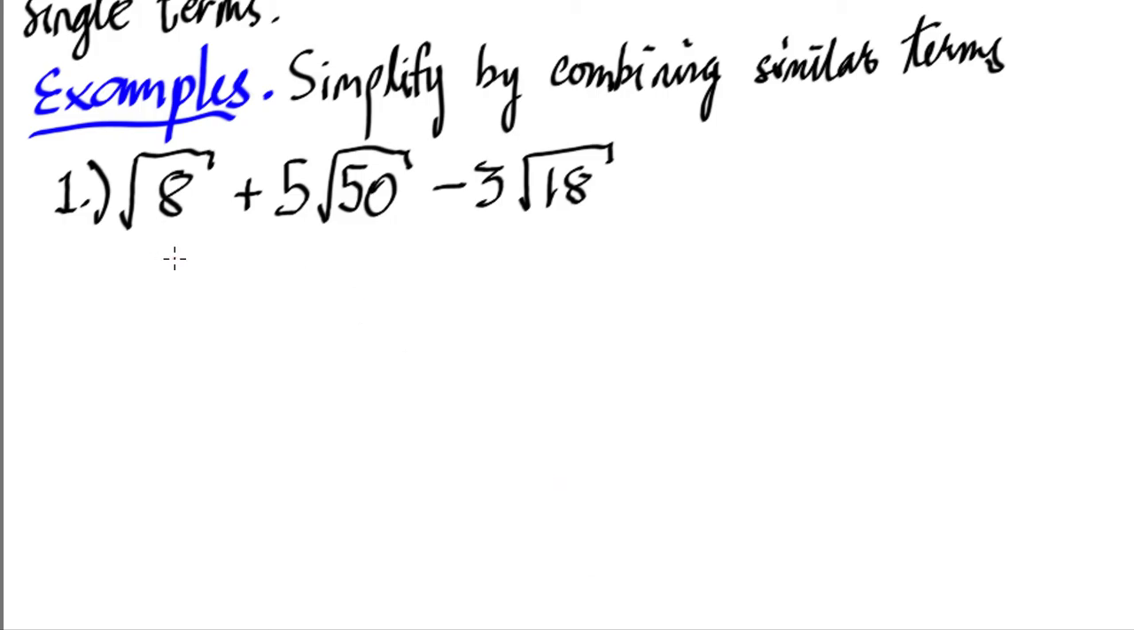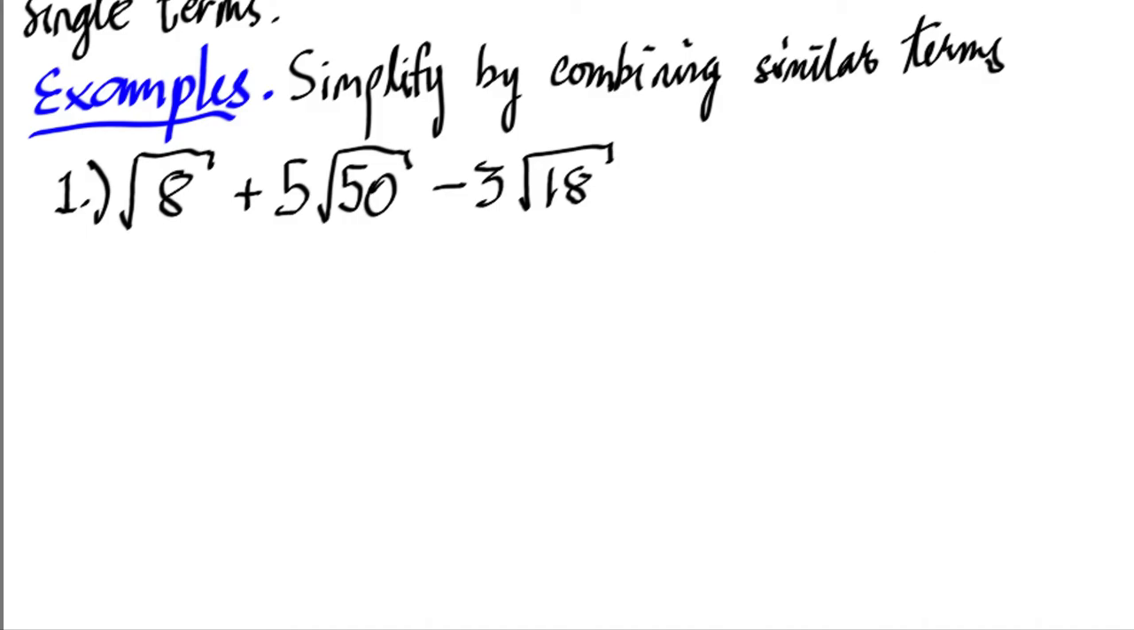Here is our first example: square root of 8 plus 5 square root of 50 minus 3 square root of 18. As one of the principles in simplifying radicals, we must make the radicand as small as possible. We have no problem in the index, they're all square roots, so in essence they all have an index of 2. What remains is to make the radicand as small as possible.